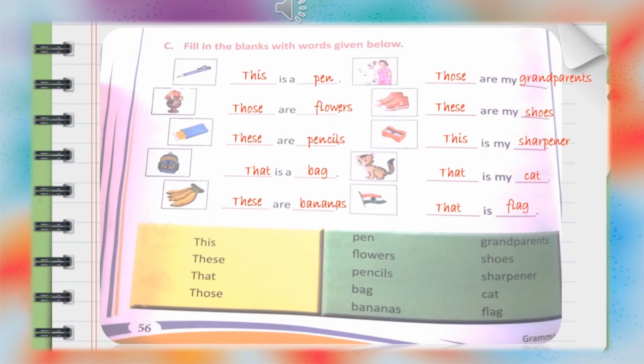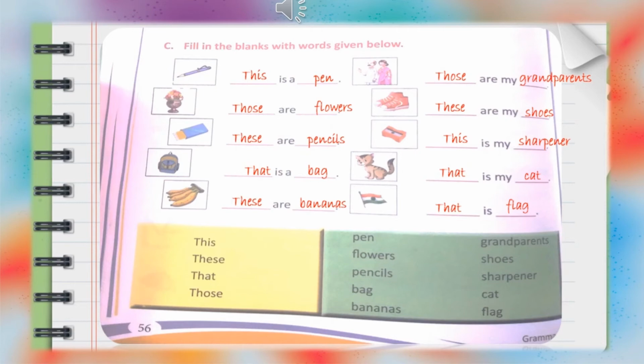sharpener, cat and flag. The first sentence is, this is a pen. We have written here pen because already from the picture we can recognize that this is a pen. And because this is closer, so we will use this. Those are flowers. Flowers we can see in the picture itself, and those because the flowers are away from us. These are pencils.